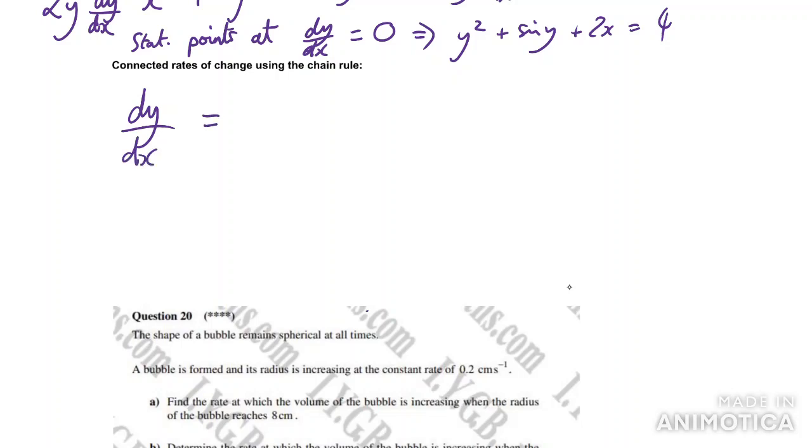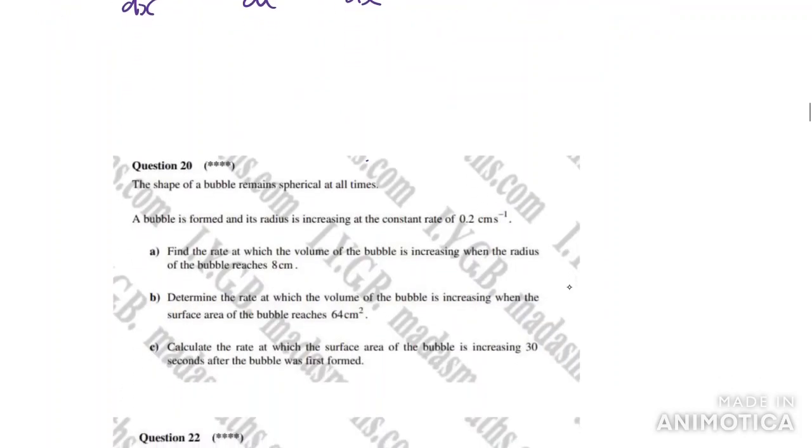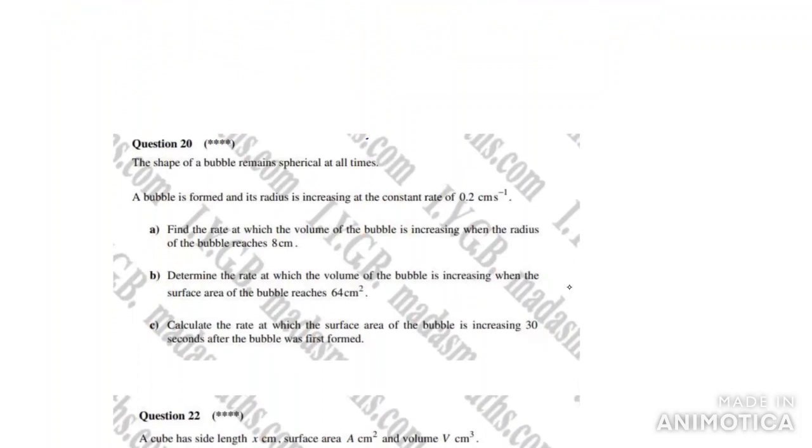So for example, dy/dx, we know that that is dy/dt times dt/dx. That's all there is to it. So I think the best way to illustrate these kinds of questions is to go through some examples. These are some very difficult examples, harder than you get at A level, but you should see the method.